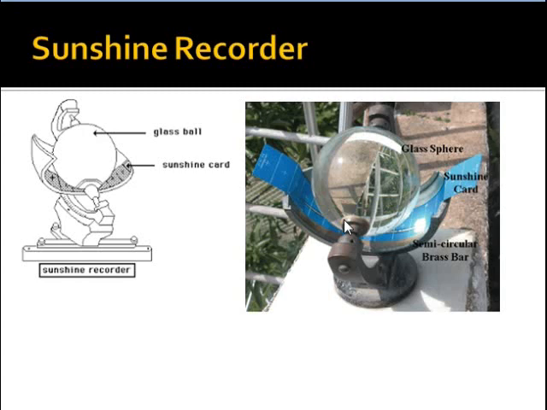It is completely a mechanical device, and it also accounts for all the radiations, like beam radiation or diffuse radiation; that is not going to affect the glass sphere. In all directions light enters and will get focused exactly at one point. So this is how the duration of sunshine is recorded with the help of the sunshine recorder.